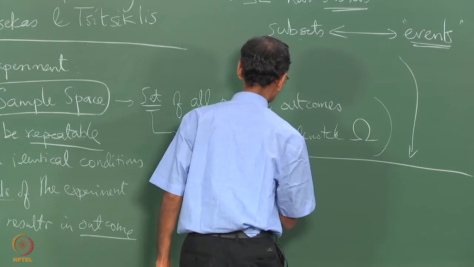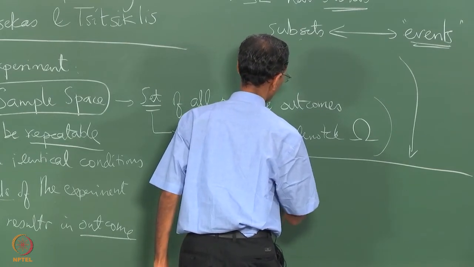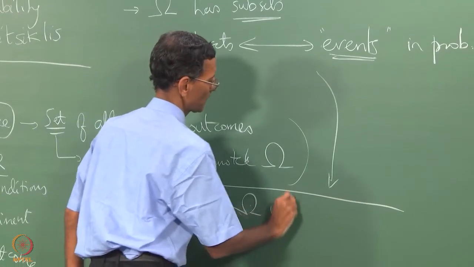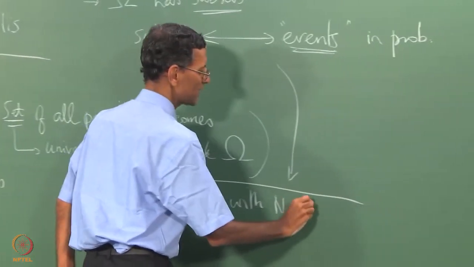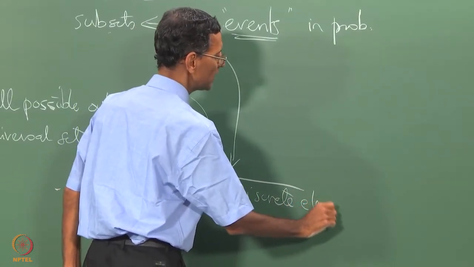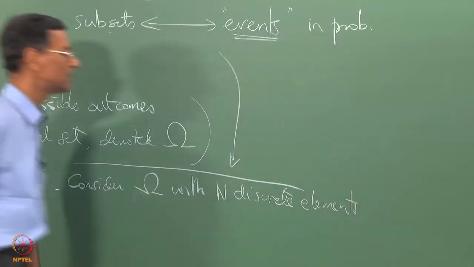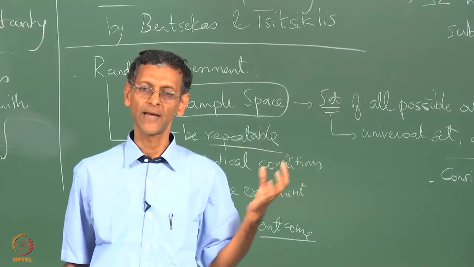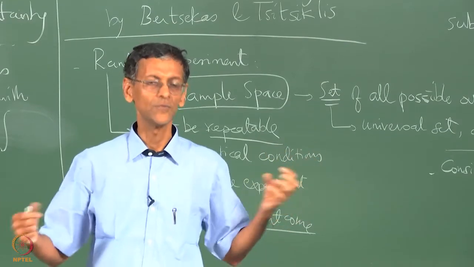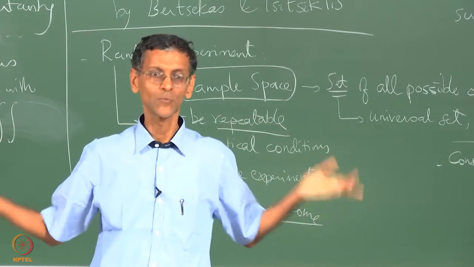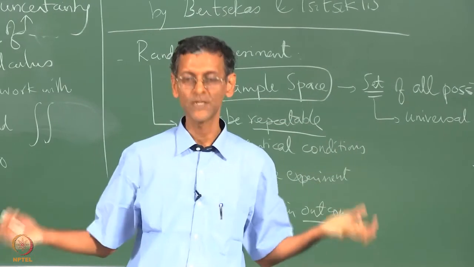So let us consider omega with n discrete elements. The most basic examples in probability, or even in set theory for that matter, are discrete sample spaces where you can count. If you have enough fingers in your hands, feet, whatever, you can actually count n, 100, 200, whatever. Those are examples where you can actually count.